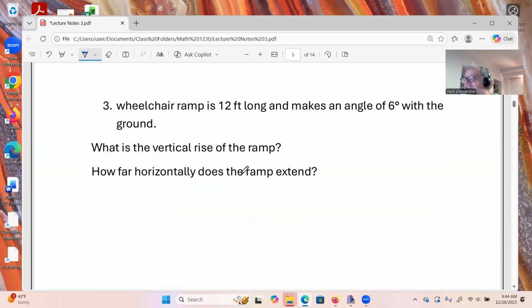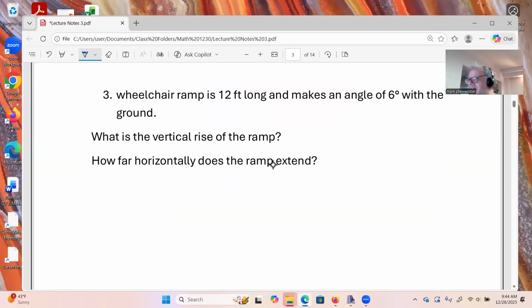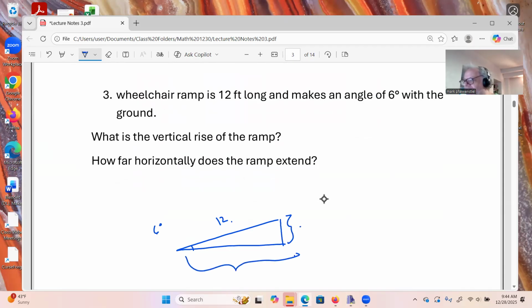So this is a wheelchair ramp. It's 12 feet long. It makes an angle of 6 degrees with the ground. So here we have our angle here. We have 12 feet long here. We know that this is 6 degrees, not 66. And we're going to say, what's the vertical rise? They want to know what this piece is. They also want to know how far it goes horizontally. So this is a two-part problem. There should be an A and a B here.